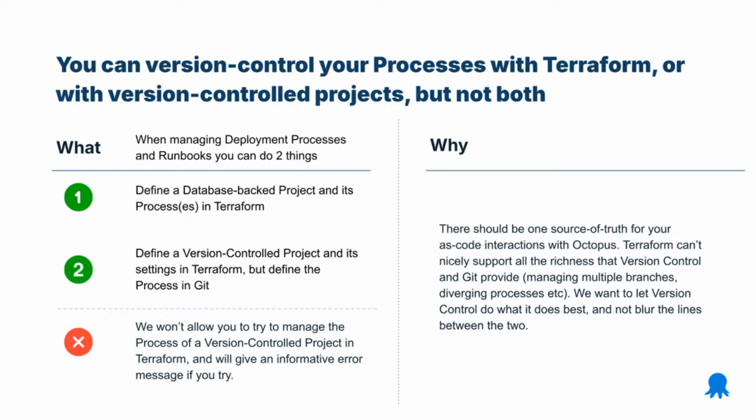The reason for that is because we've historically never had a great stance on how these two things should interact. And we've noticed that our customers run into a whole bunch of edge cases and broken state when they try to manage the deployment process through Terraform. There's not really a single source of truth in that interaction, and Terraform can't really support or reason well about the changes that are made in Git and then have to be reflected in your Terraform. So we're saying, let version control do what it does best, managing deployment processes inside Git, and let Terraform do what it does best: define a project and all the stuff around it in Terraform. But if you try to manage both of them, you're getting yourself into the wrong place, and you should work with them separately.